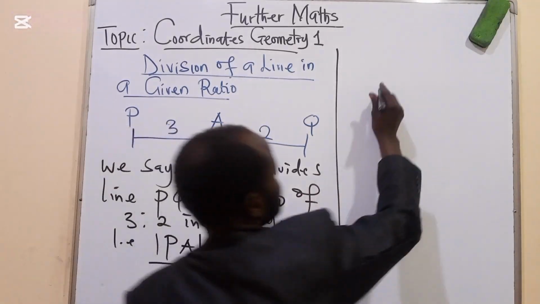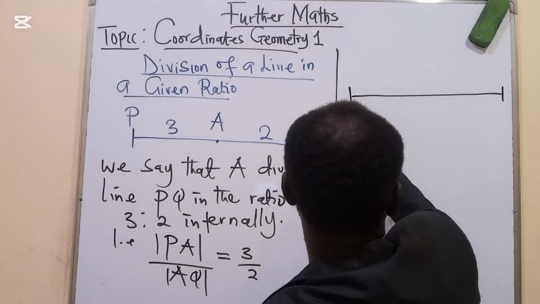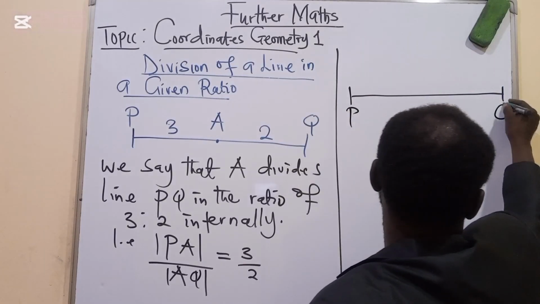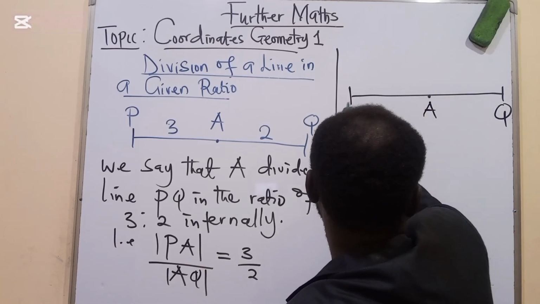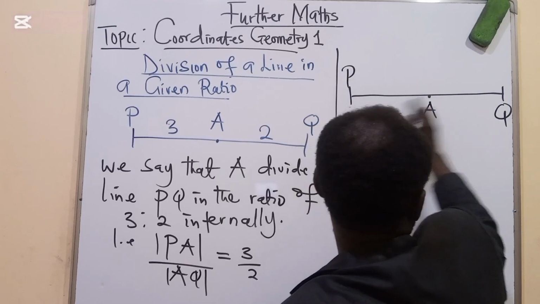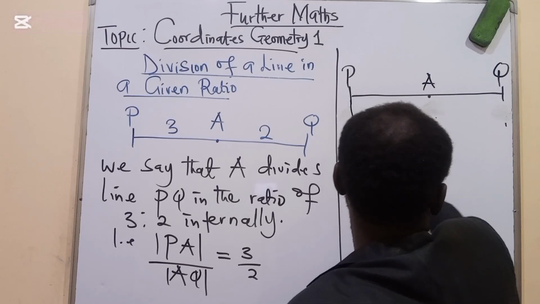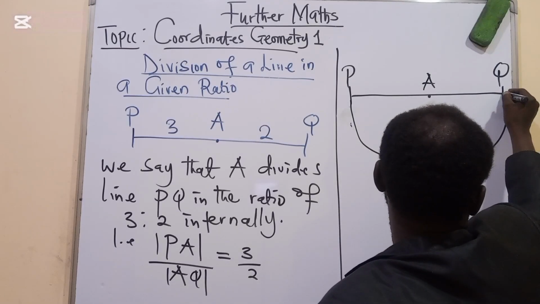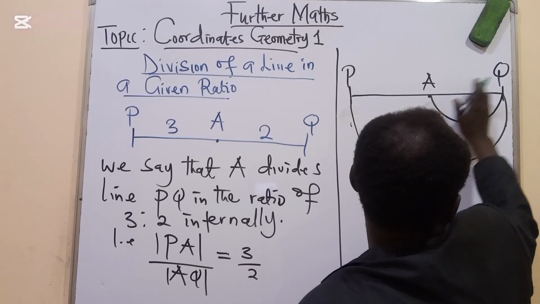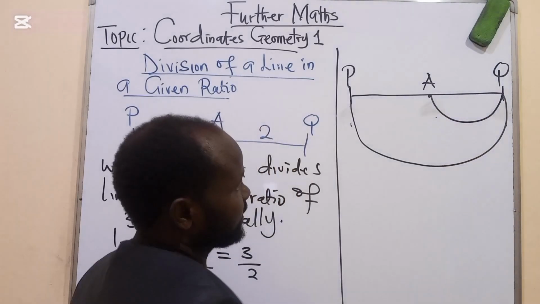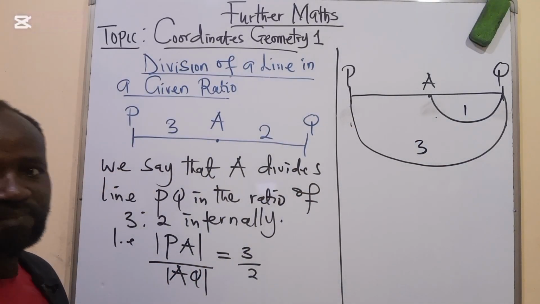Let's look at external. Suppose we have another line like this. Let's say we have the line is P, Q, then we have A. Then Q is here. Then we have A here. We have a curve to this Q. Then Q to A. Let's say here is 3. Then here is 1. Very important.